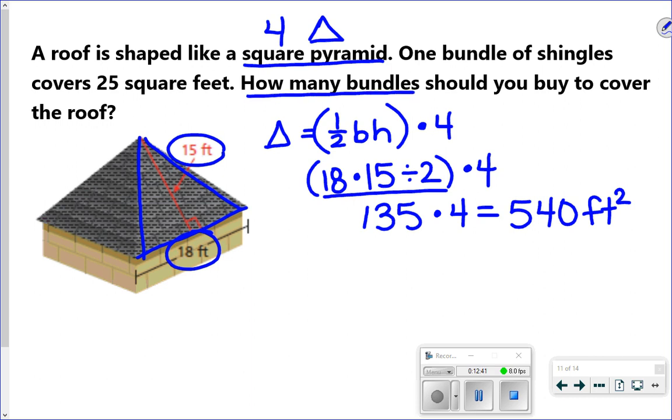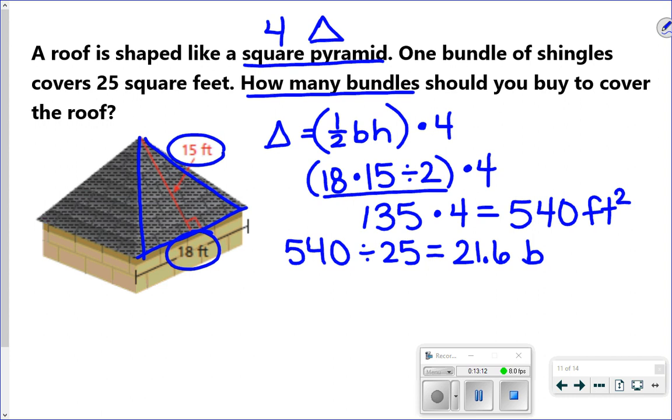All right, so I'm taking my surface area and I'm splitting it up into groups of 25 square feet because I need to know how many bundles it's going to take. So 540 for my surface area. I'm going to divide by the 25 feet for the bundles. Each one of those bundles covers 25 feet. All right, and so when I do that division, I get 21 and 6/10 bundles.